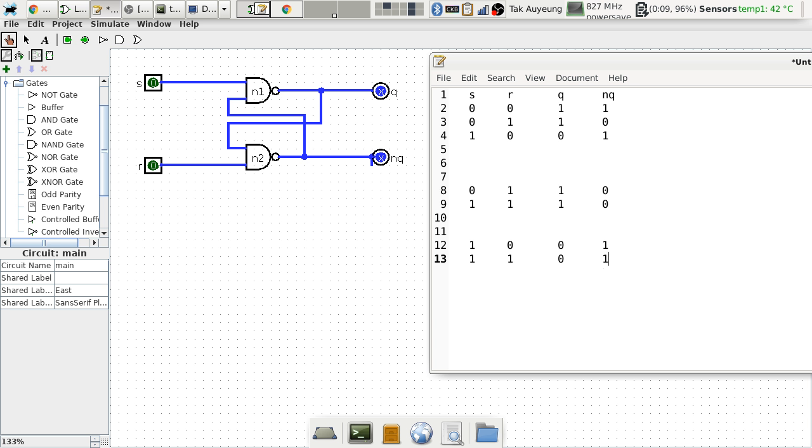So the input state of 1, 1, where S is 1 and R is 1, is really just saying, I'm just maintaining what I have. And therefore, we have our first kind of memory device. It's not very useful as a memory device, but it serves as a very critical component for all other memory devices to come. Are we good so far?